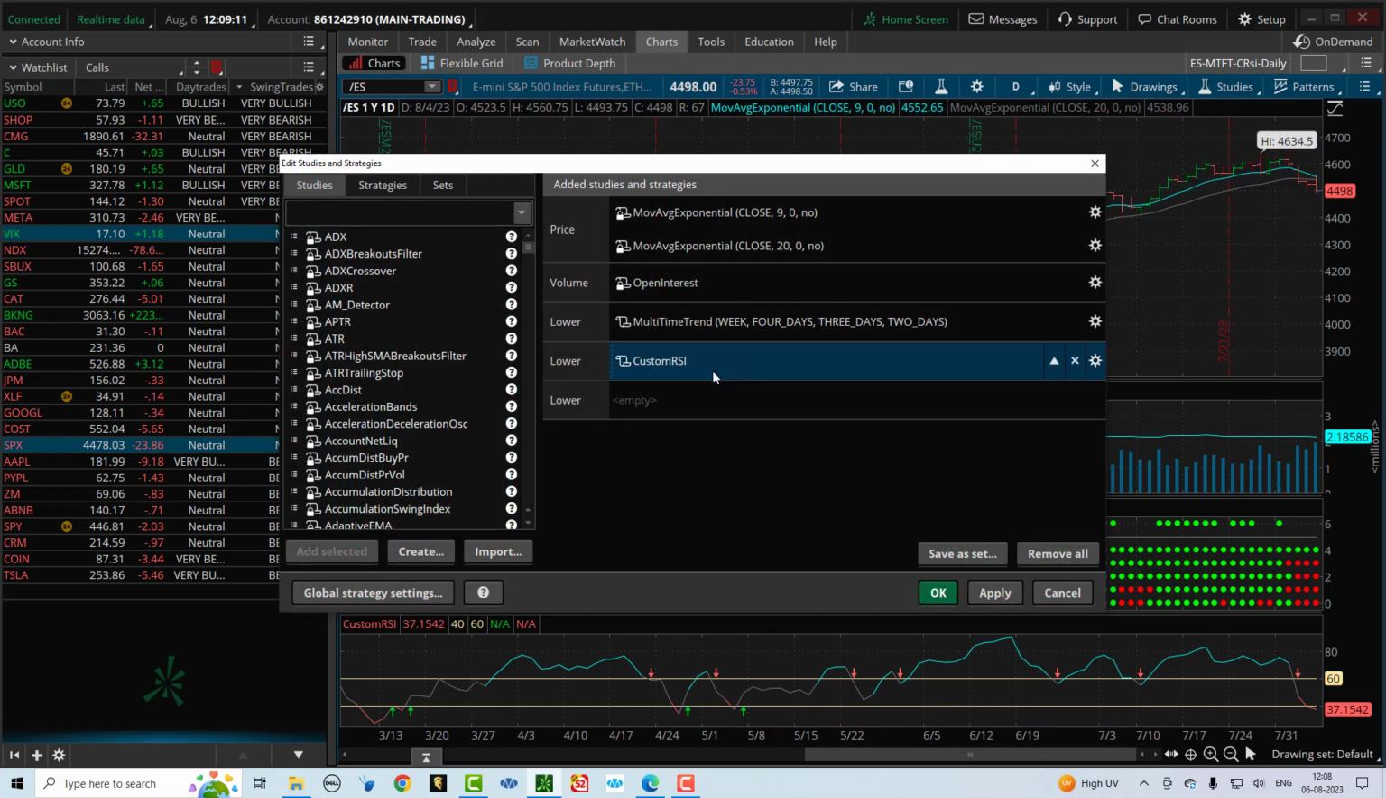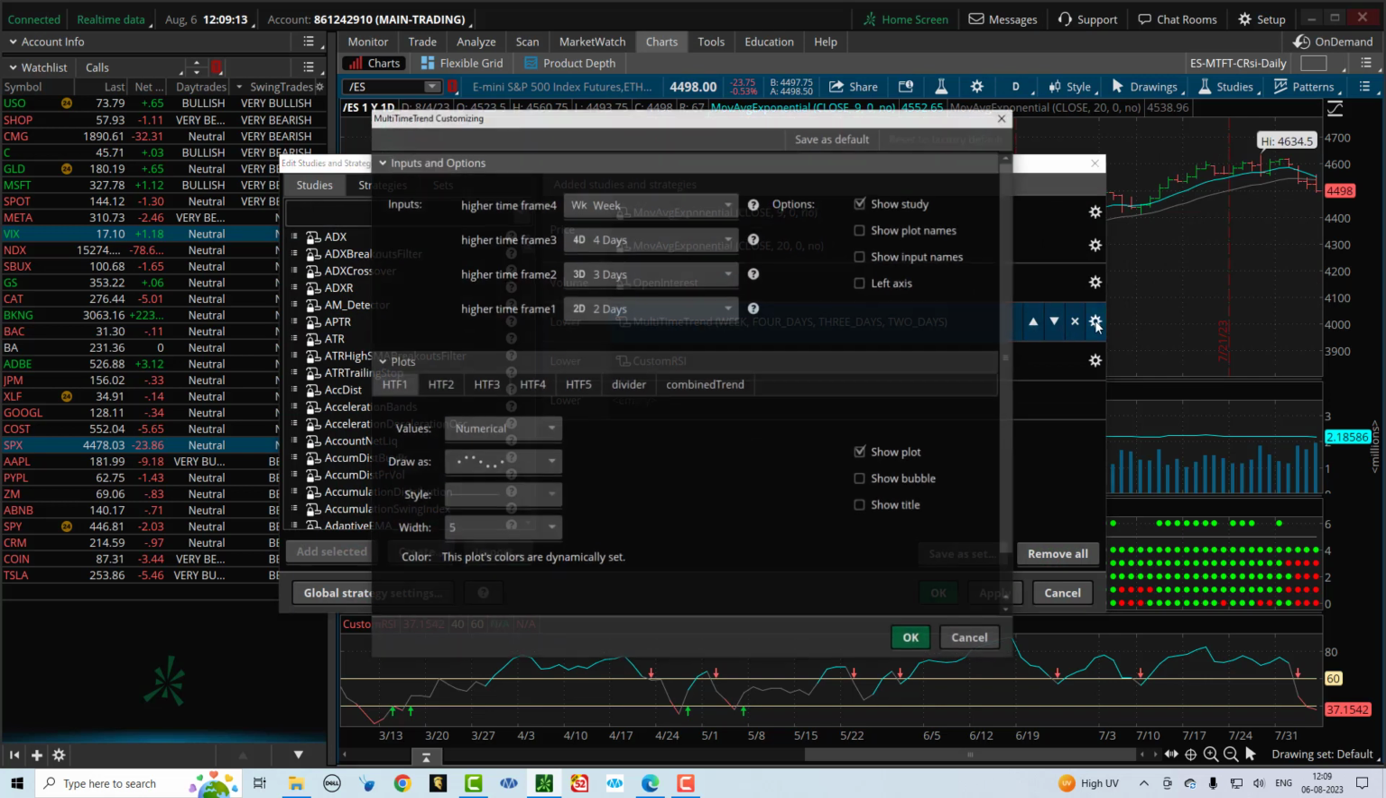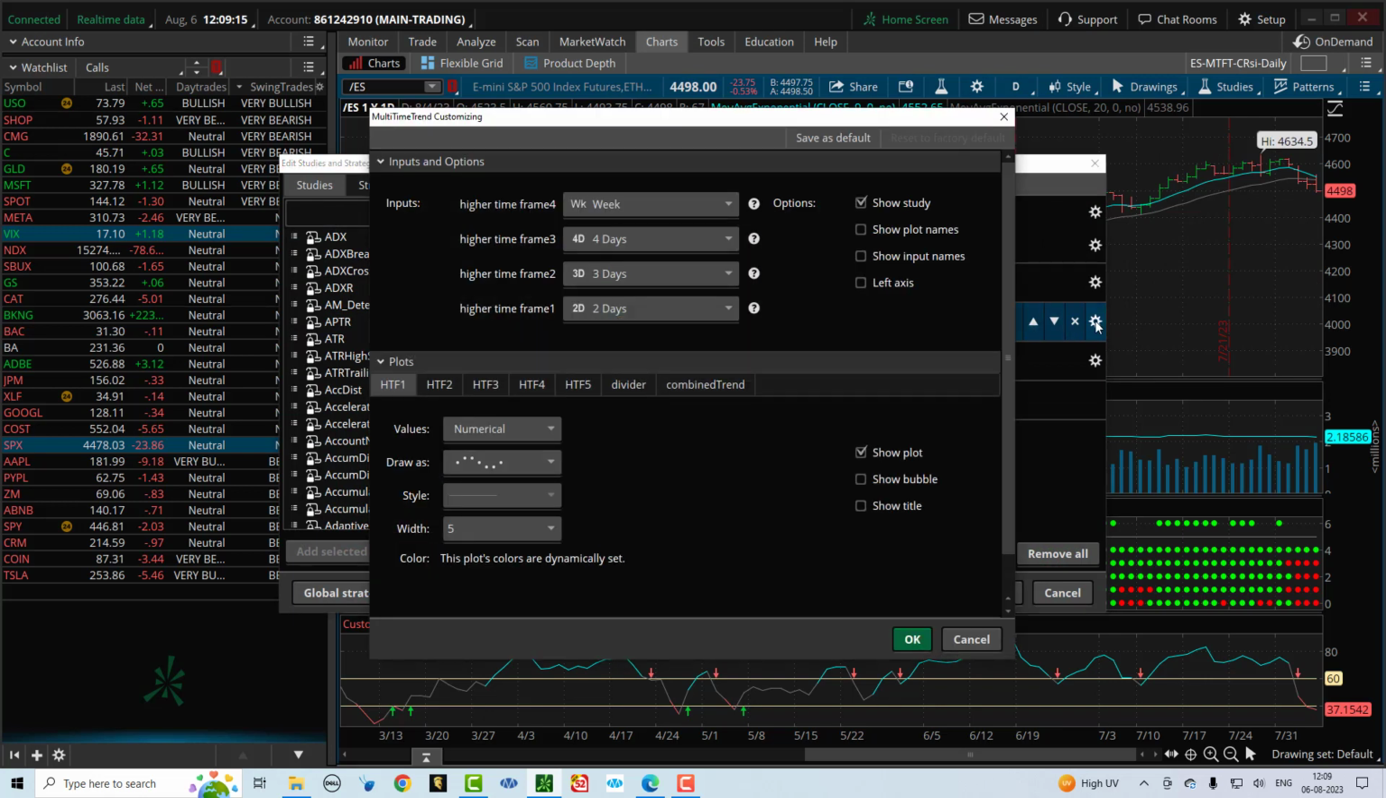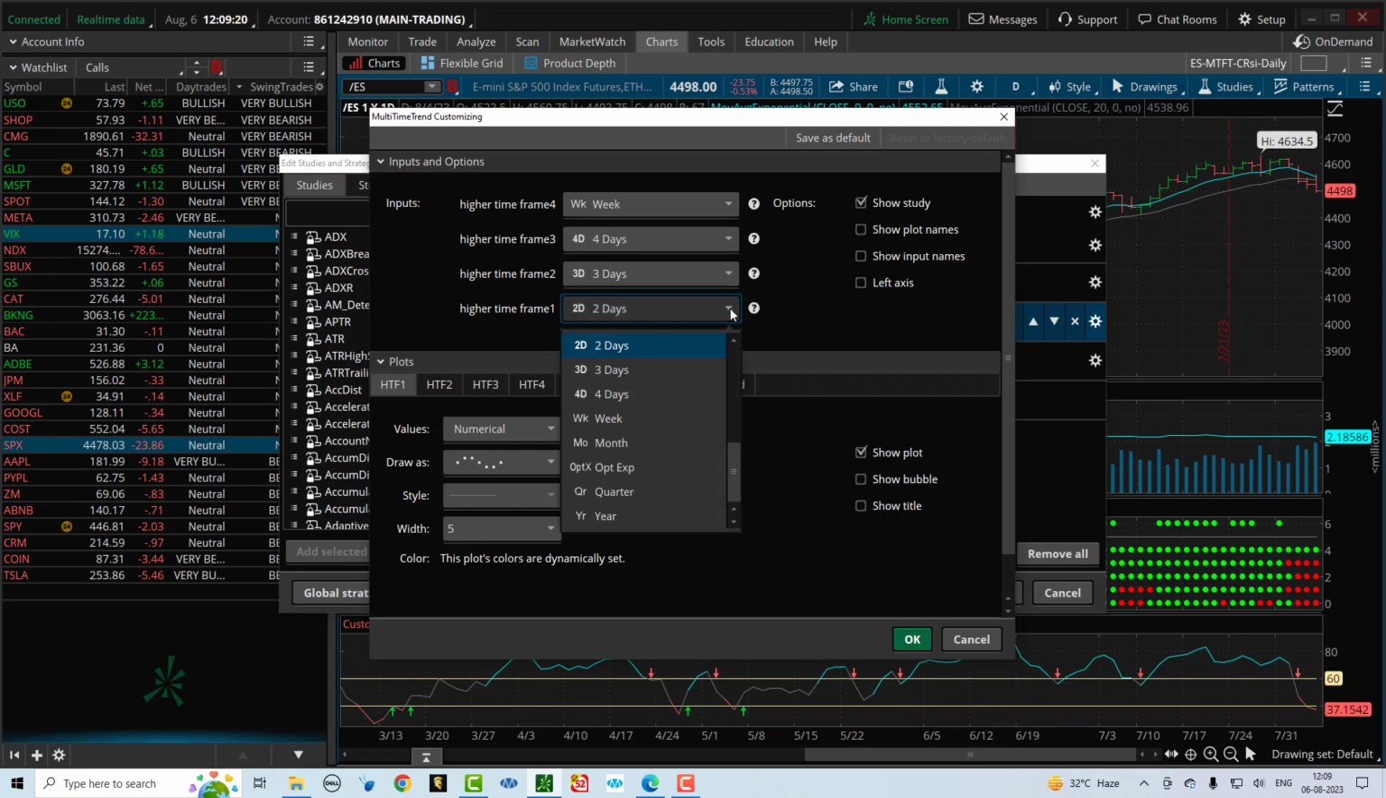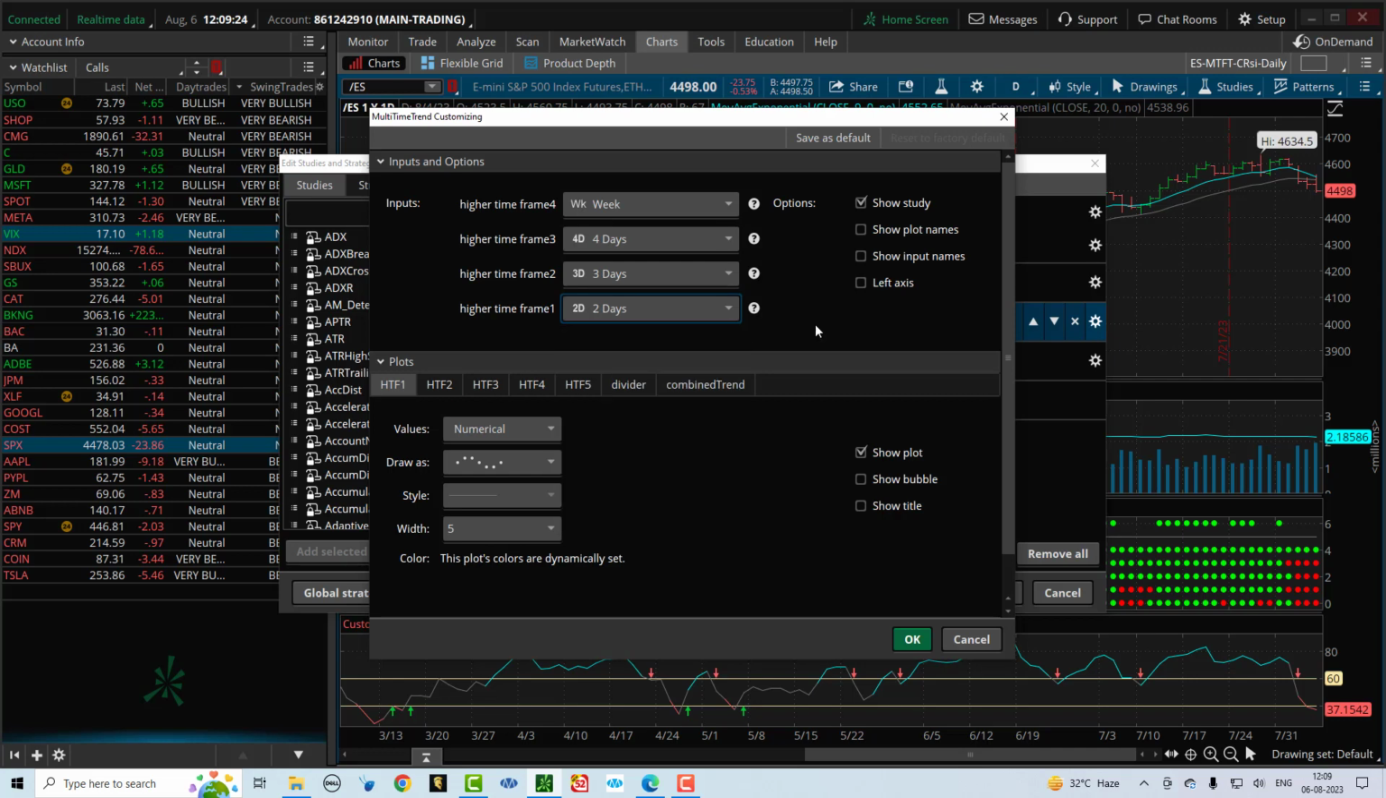And let me show you where these configurations are saved. If you edit the studies, you'll see the multi-time frame trend. Once you have this indicator installed on your platform, you can come here and set up these days or minutes, whatever it is. You set up all the configurations right here.